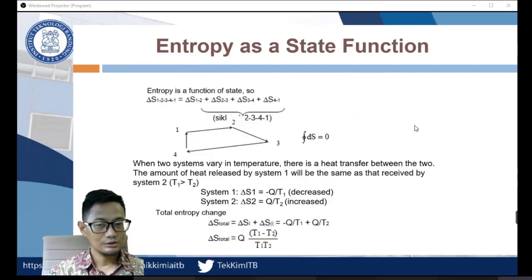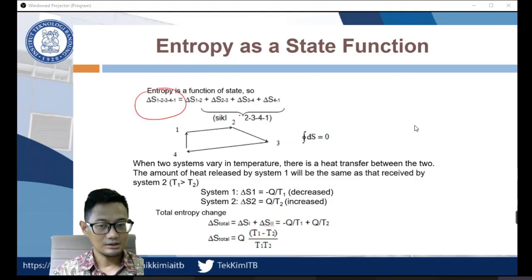This one is just to emphasize entropy as a state function. And remember, as long as it's a cycle, this is an example, delta S 1, 2, 3, 4, and return to 1, the delta S should be equal to 0.